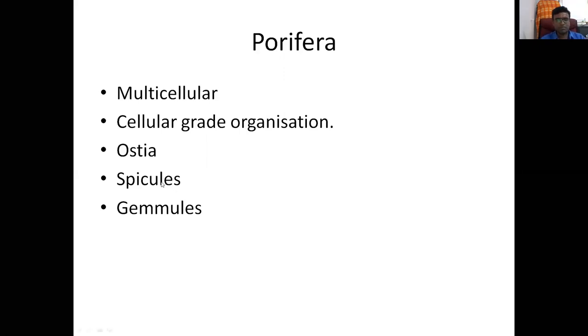And the body is supported by skeletal structures. So skeletal structure is very important to maintain the shape of the body and also for structural formation. So there are skeletal structures present in the sponges which help in supporting the body. So they are called the spicules. Good. Some of you are putting the answers in the chat box. It's good.